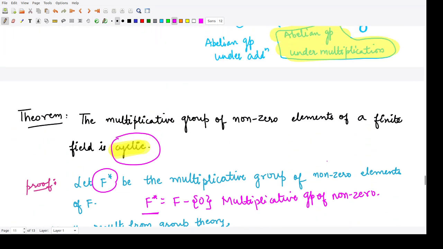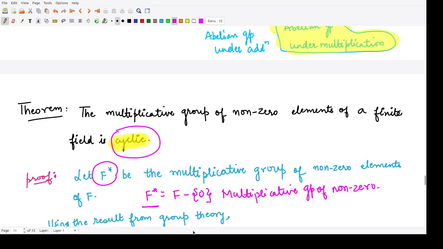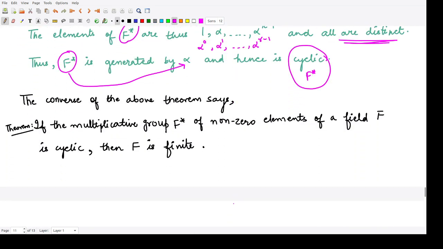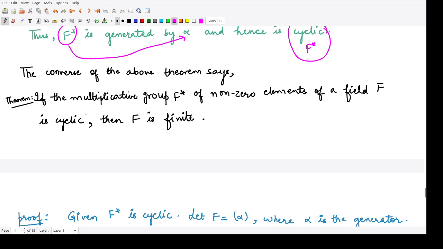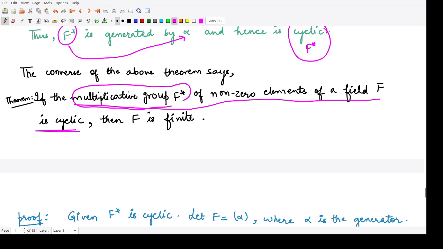And moreover, the good news is that we also have a converse corresponding to this theorem. The converse says that if the multiplicative group F star of non-zero elements of F is cyclic, so now we are given F star to be the multiplicative group, the same as we took in the previous case, but now we are considering this to be cyclic, then we have to prove F is finite in this particular case. So we have to prove the given field is finite.